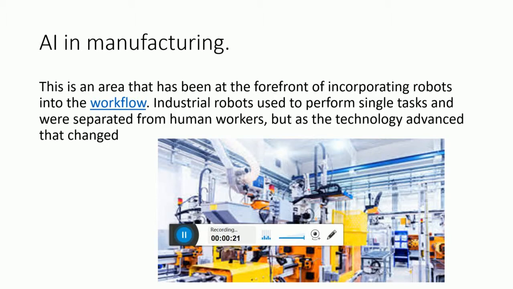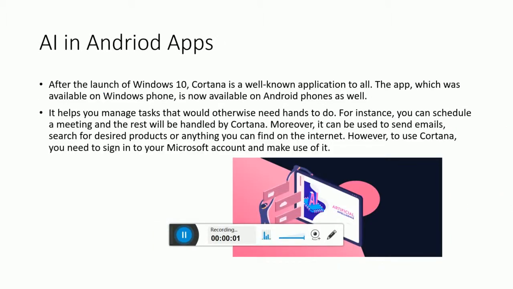Now we can see how AI helps in Android apps. AI in Android apps. AI plays a major role in Android applications. Suppose I take Google Assistant. Google Assistant is developed by Google. Suppose I ask Google where the subway is. Okay Google, where is the subway?